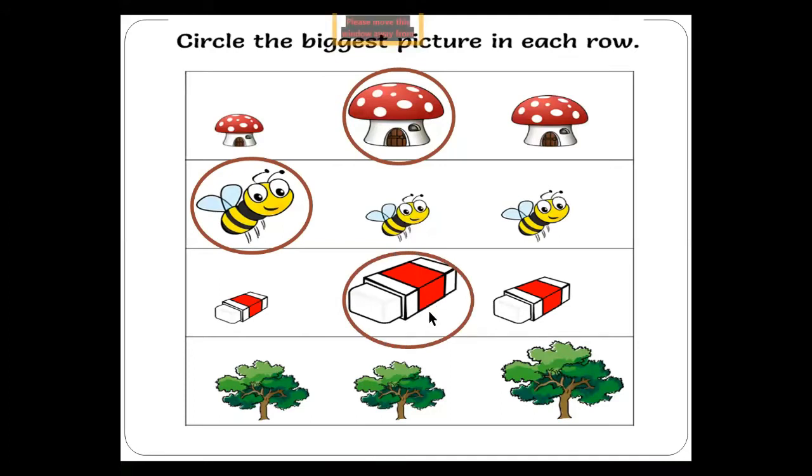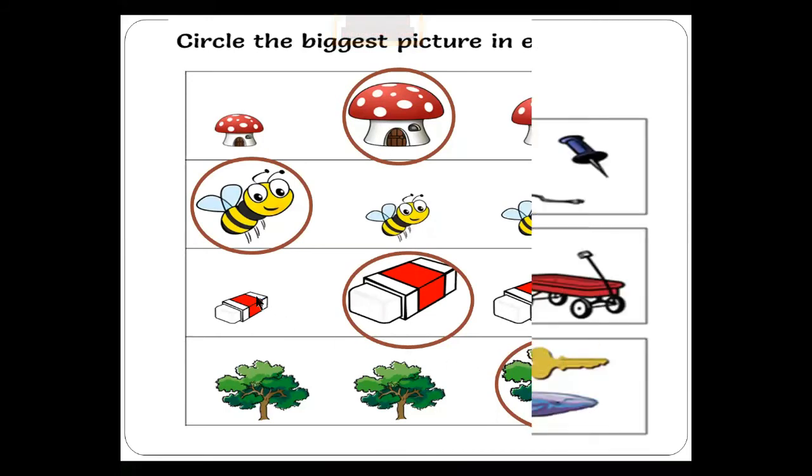Okay. Now in the last row we have trees. We have three trees. The center one is big, the first one is bigger and the last one is biggest. So we will put the circle on the last one. This is the biggest tree. Okay, hope you have understood. Now move towards the next.